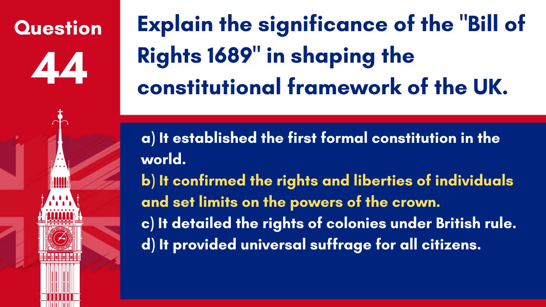Answer: B. It confirmed the rights and liberties of individuals and set limits on the powers of the Crown. The Bill of Rights 1689 is a landmark act that asserted the supremacy of Parliament over the monarchy, forming a key part of the uncodified constitution of the UK.